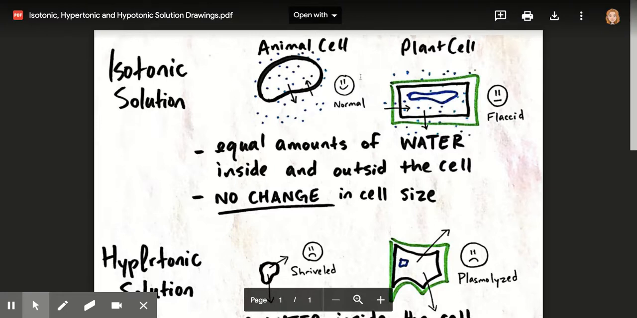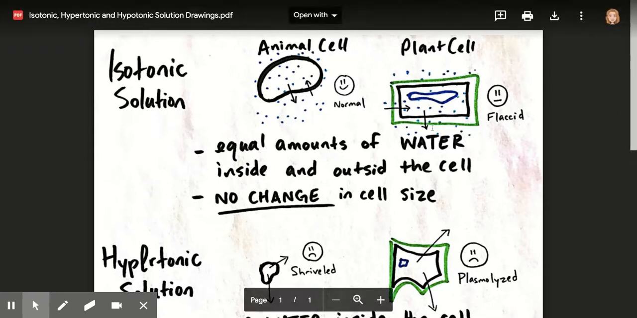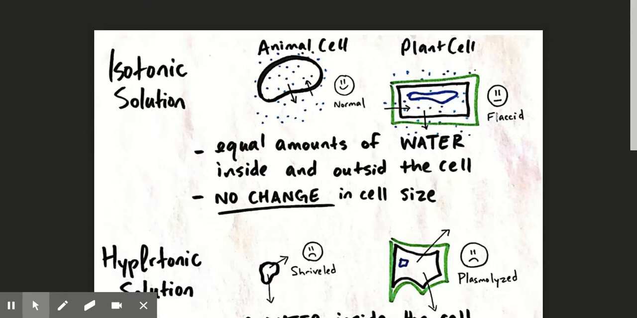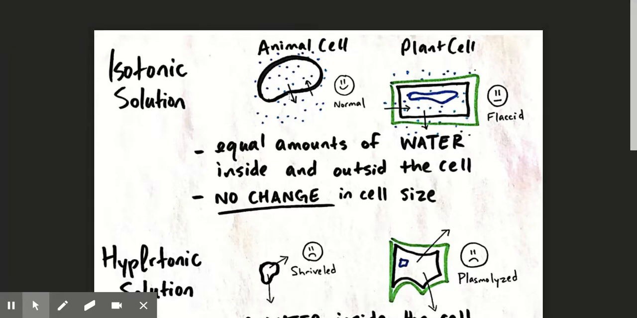If we look at the plant cell, we have that same situation. But you may notice the plant and the animal cell feel a little bit different about the environment. In an isotonic environment or isotonic solution, a plant cell is actually a little bit flaccid or limp. Plant cells aren't unhappy, but they're not like happy. An animal cell, on the other hand, is very happy in an isotonic solution or environment. Again, this means there's an equal amount of water inside and outside of the cell, and it's not going to cause any changes in the cell.